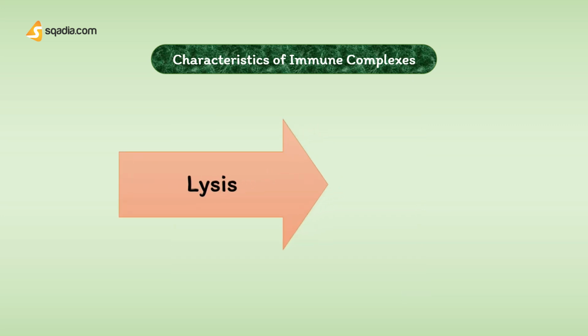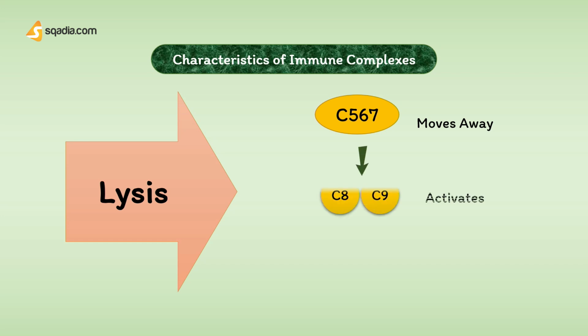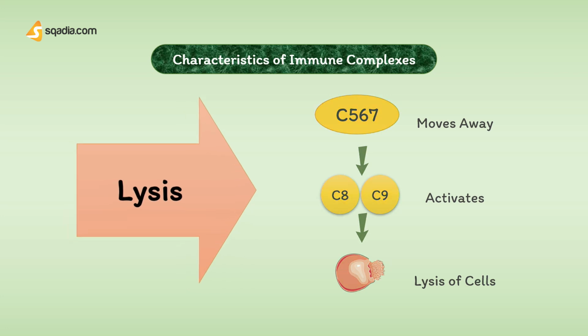Well, lysis occurs in bacteria and requires the complete complement sequence. Sometimes C567 units move away from the original site of antibody binding and go on to activate C8 and C9 complexes and cause the lysis of innocent cells, for example, red blood cells. So this whole procedure is known as reactive lysis.